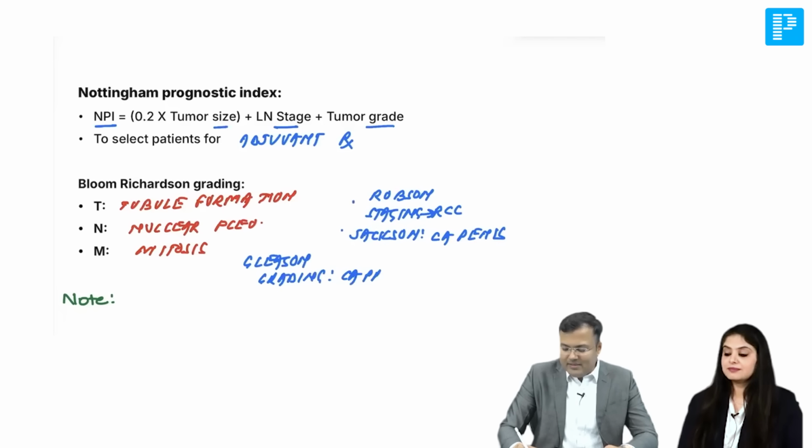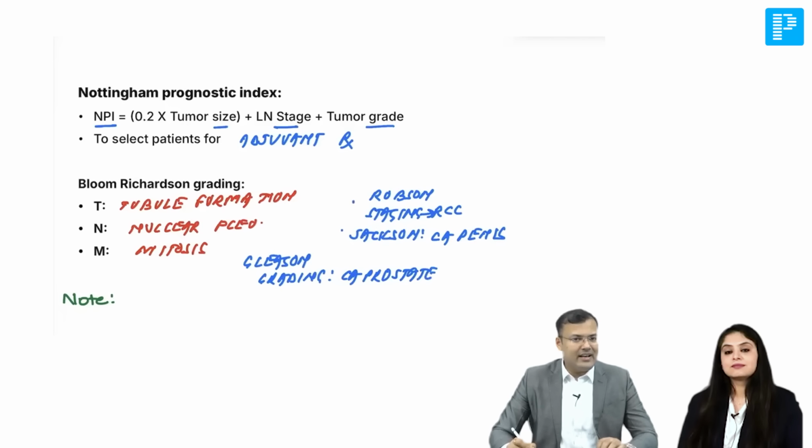So can anybody tell me what is the similarity between all these three stagings and grading for urological malignancy? You can see Sun. So Robson, Jackson, Gleason. This is the grading and staging which is asked frequently.